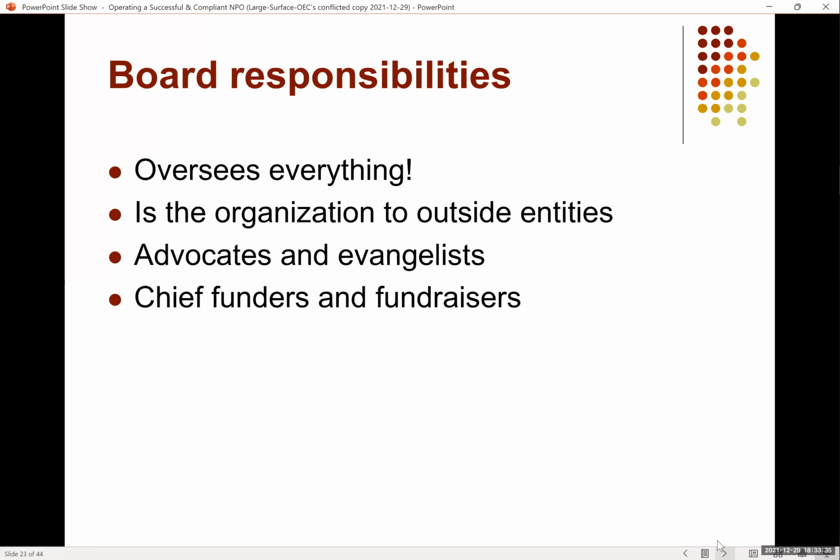The board, again, is the organization to outside entities. They should be the chief advocates and evangelists, and then the chief funders and the fundraisers. They're the ones that got to keep the ship afloat.